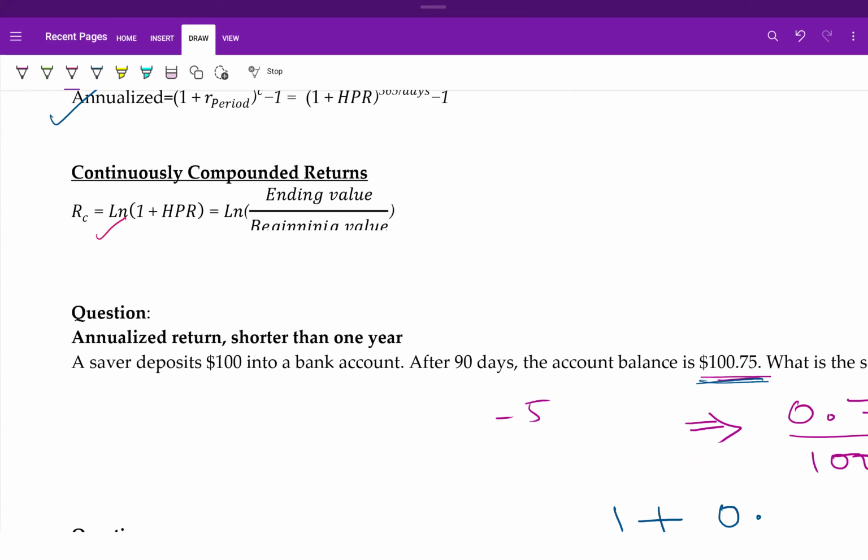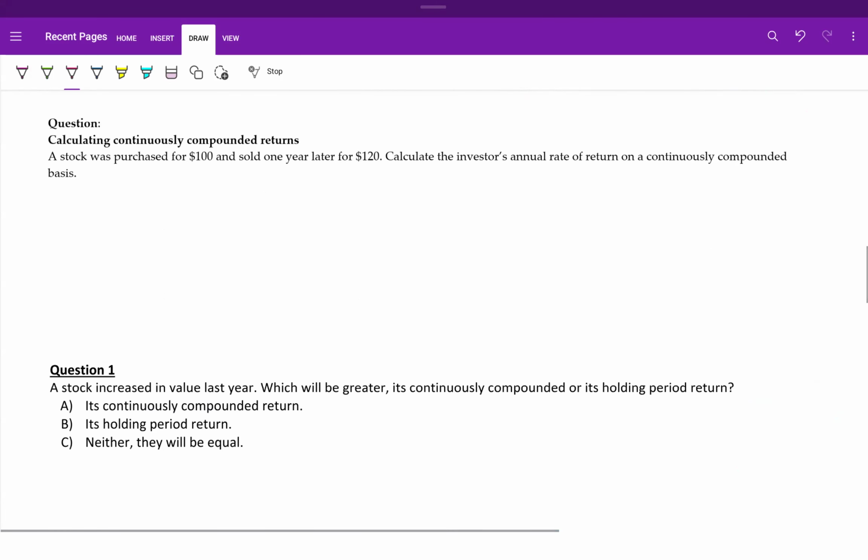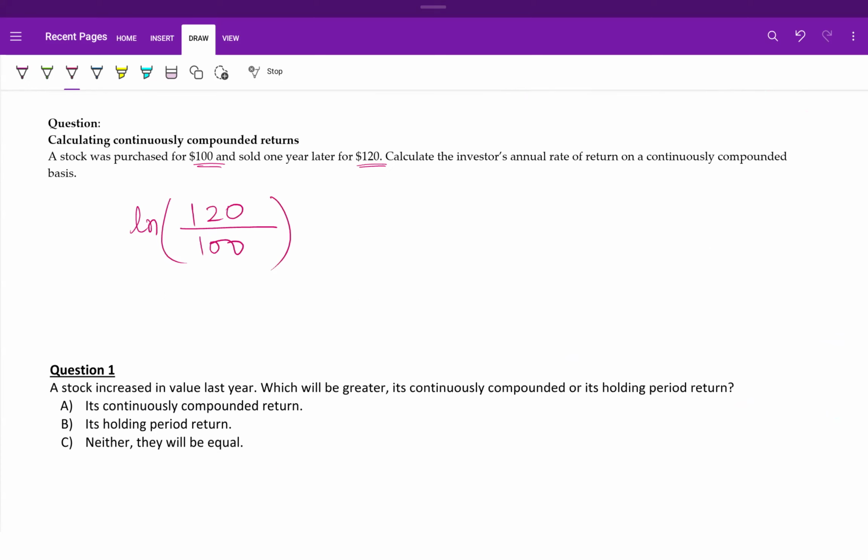Simply put, let me show you how we calculate these questions. How do you apply this formula? Let's take an example where a stock was purchased for $100 and sold 1 year later for 120. Now calculate the investor's annual rate of return on a continuously compounding basis. The formula was the log of the ending balance, 120, over the beginning balance of 100.